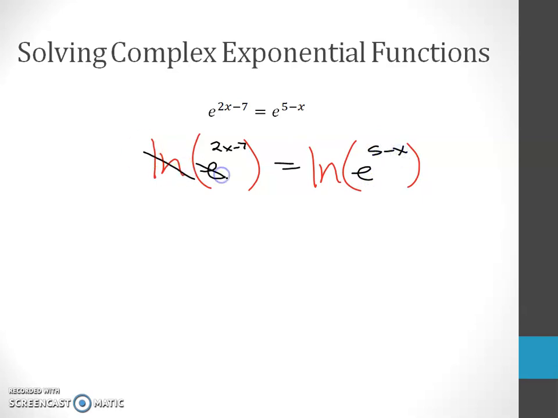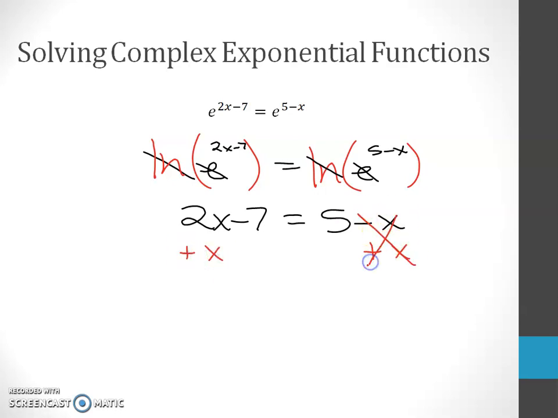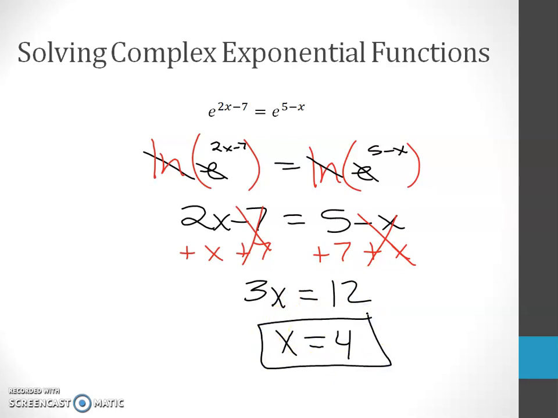So ln and e cancel. I've got a 2x minus 7. Again, ln and e cancel. I've got a 5 minus x. Now that's not so hard. Add x, get rid of that there. Add 7, get rid of that there. x and 2x give me a 3x. 5 and 7 give me 12. Divide both sides by 3. And I get that x equals 4.